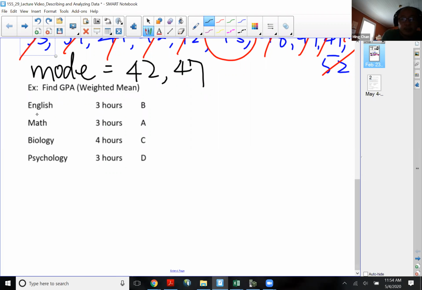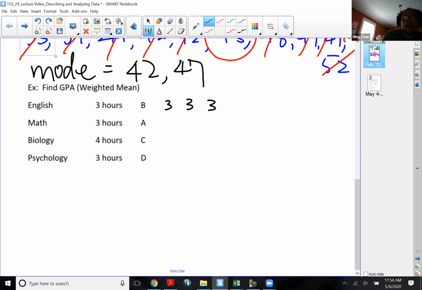For example, if you take an English class, which is 3 credit hours, and you made a B, a B is a 3.0. For a 3 credit hour class, that means you make 3.0 three times. You make a B every hour, so that means you make 3 Bs. I hope that makes sense.